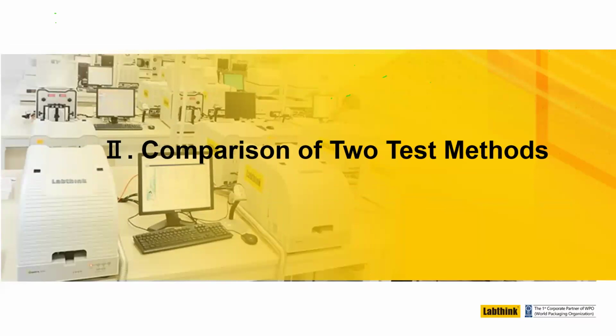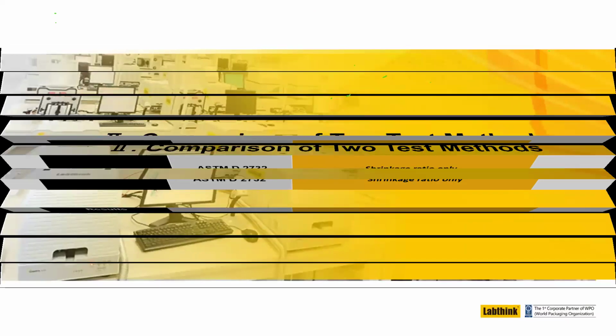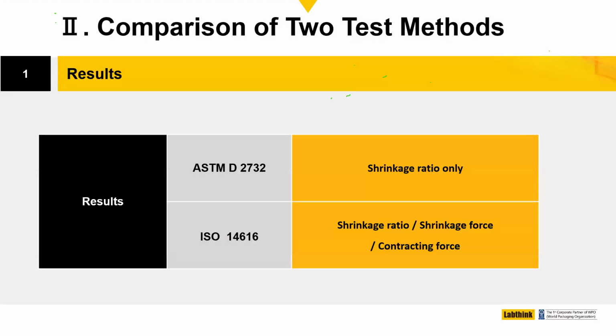So comparing these two methods, D2732 will only give you the shrinkage ratio. So of some use, but not ultimately useful if you want to find out at what temperature your material should be processed to provide the ultimate shrinkage force and contracting force to grip or apply to the product. So we use ISO 14616.